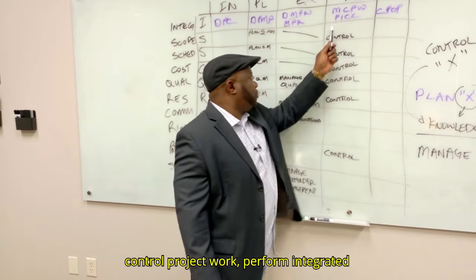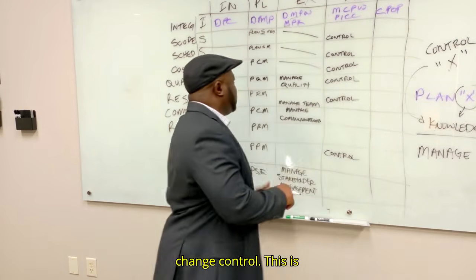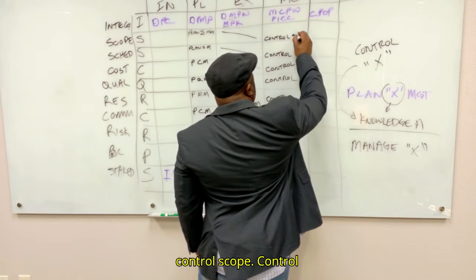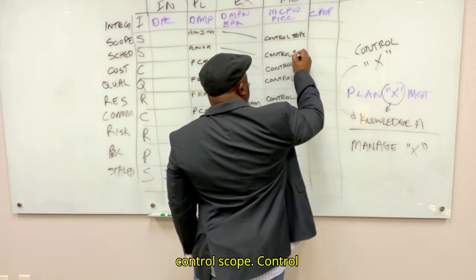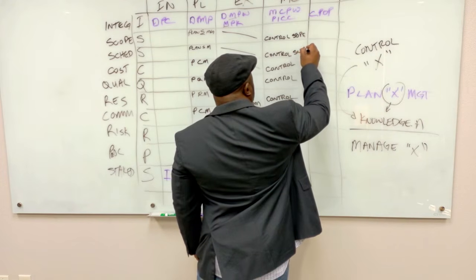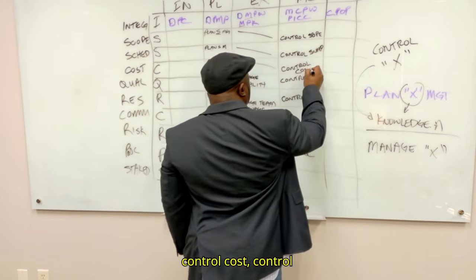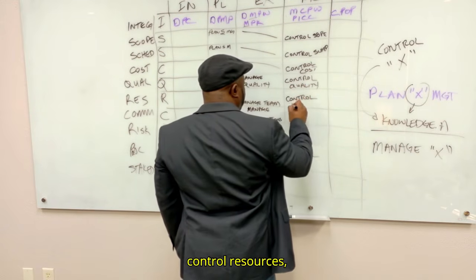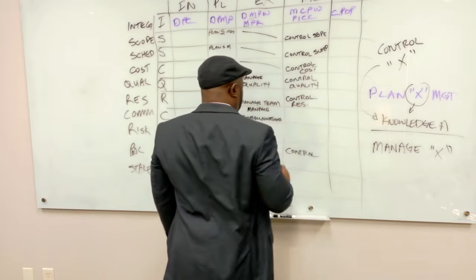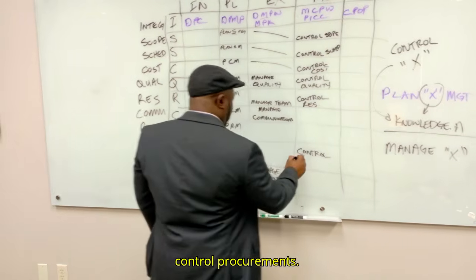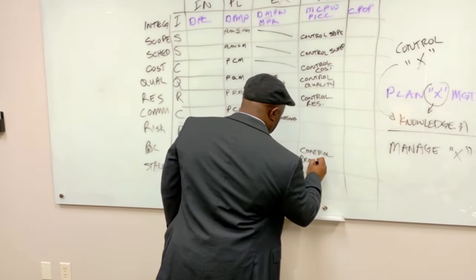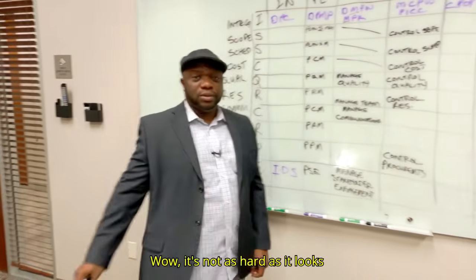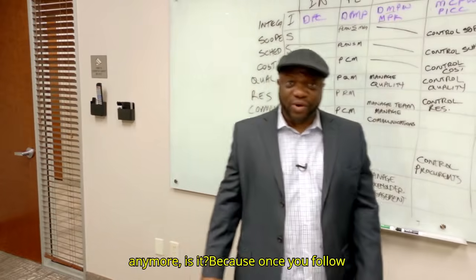Monitor and control project work, perform integrated change control. This is control scope, control schedule, control cost, control quality, control resources, control procurement. Wow. It's not as hard as it looks anymore, is it?